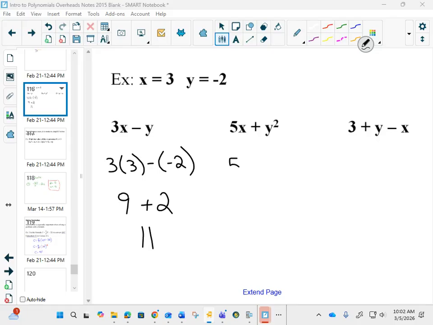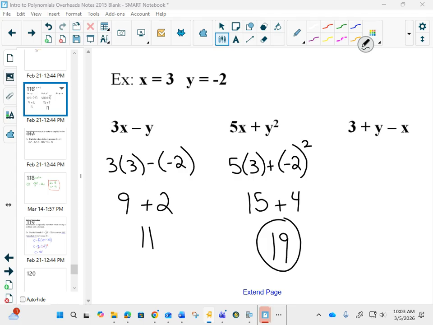Next one. 5, put the brackets. 3 plus, put the brackets, -2 squared. Order of operations, definitely do the squared first. And a -2 times a -2 will be? Positive 4. And 5 times 3? 15. And 15 plus 4? 19 is the final answer. I'll circle those final answers.